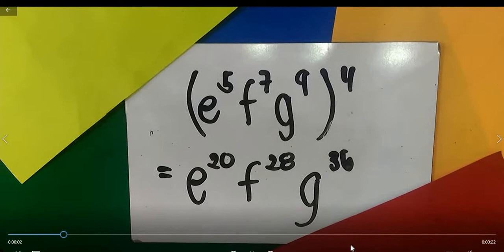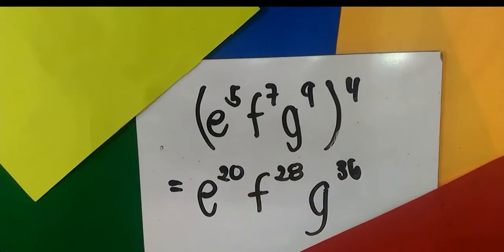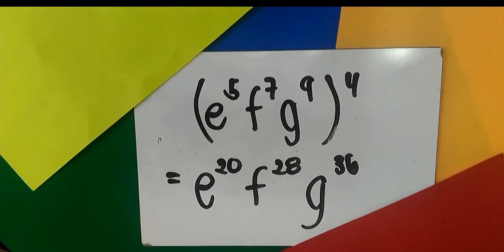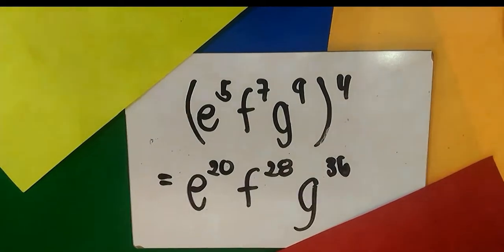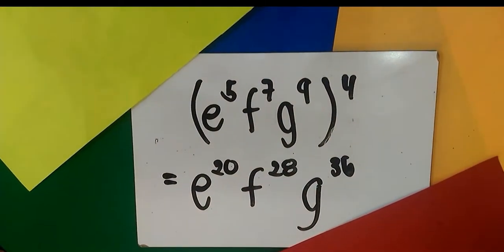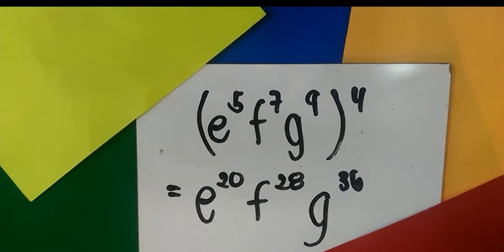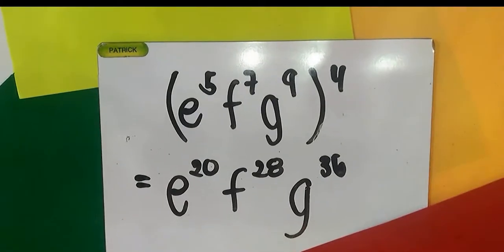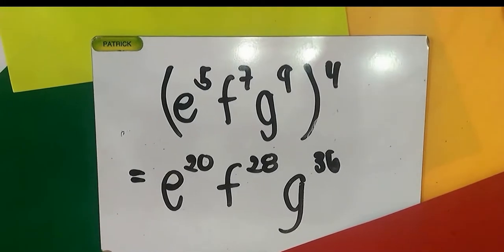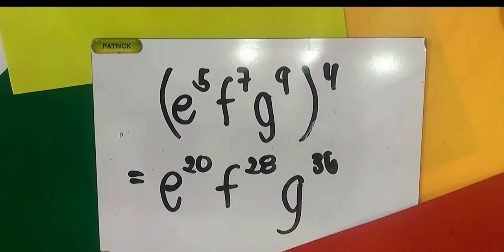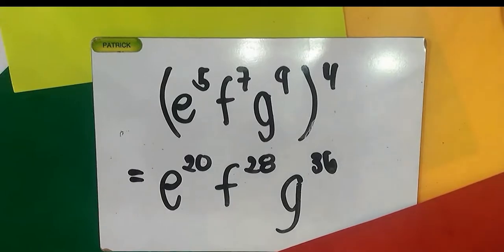Did you get the same answer? Did you multiply the exponent of e to 4, the exponent of f, 7, to 4, the exponent of g, 9, to 4? If you did that, you would have arrived with the answer e raised to 20, f raised to 28, and g raised to 36.